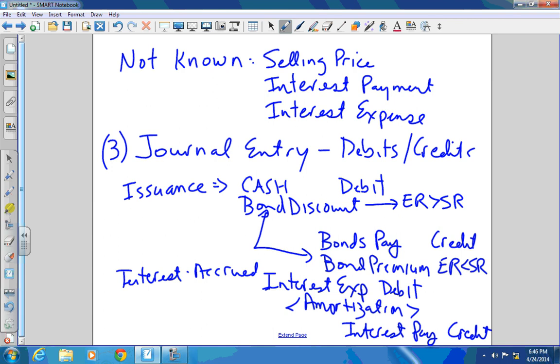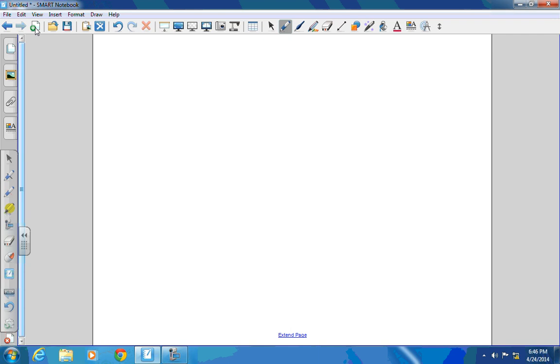So let's do the solution here, and let's figure this out. So when we think about our solution here, remember, when we put it into the financial calculator, we want to figure out first the selling price of the bond. And right, that's the first thing that we don't know and we have to calculate.